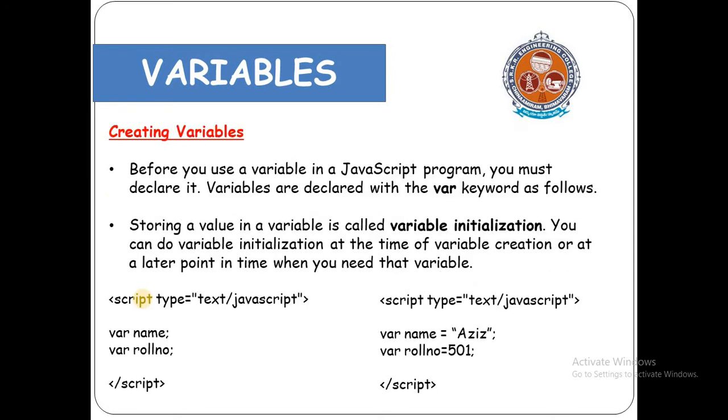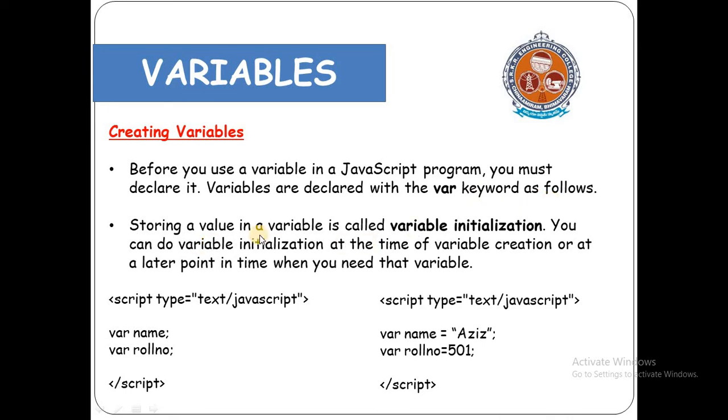So let's create a variable. Before we use a variable in a JavaScript program, we must declare it. Like in C, we declare with int if the value is an integer, or with the float data type if the value is a float. Here we declare with the keyword var. Variables are declared with the var keyword as follows.